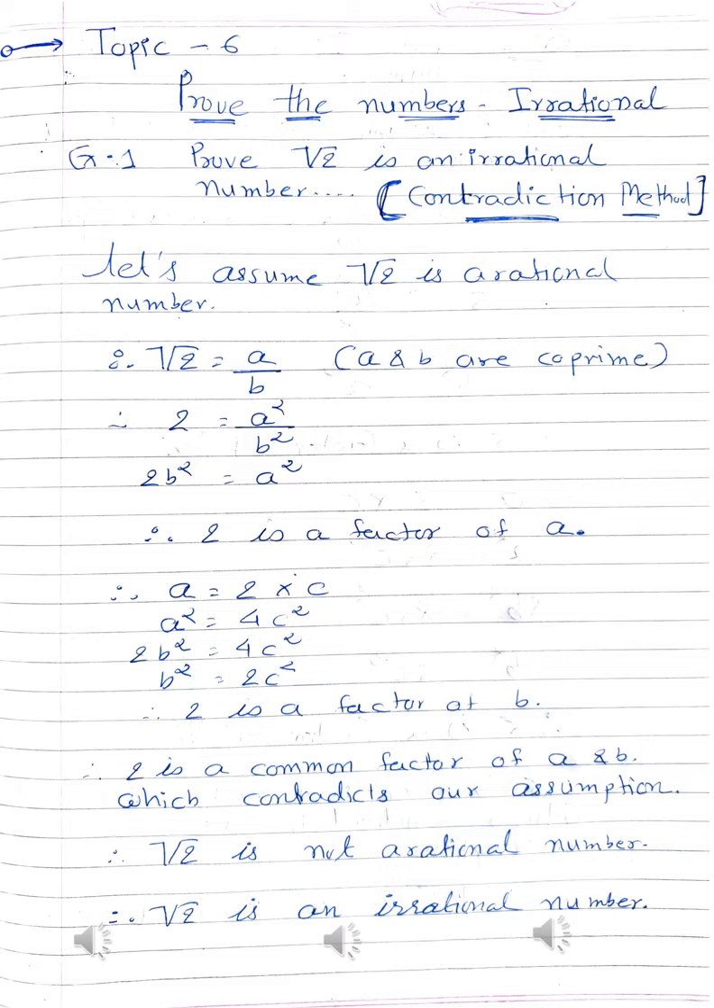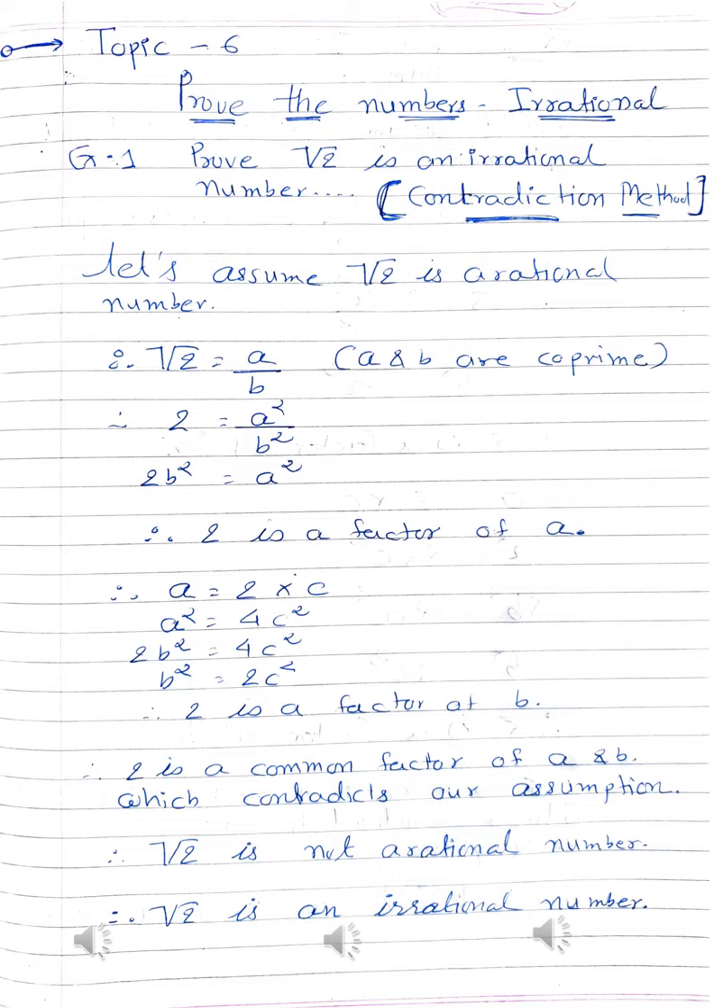Again, we are squaring on both sides. We are getting a square equals 4c square. But in the earlier steps, we have written a square equals 2b square. So the value of a square, 2b square, now we are going to substitute here. So you can see in the next step 2b square equals 4c square. After using transposition, we are getting b square equals 2c square.